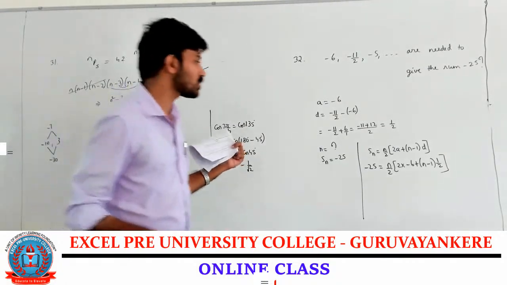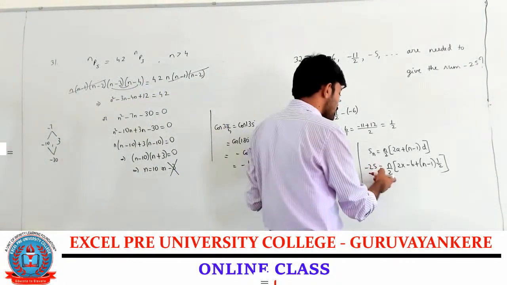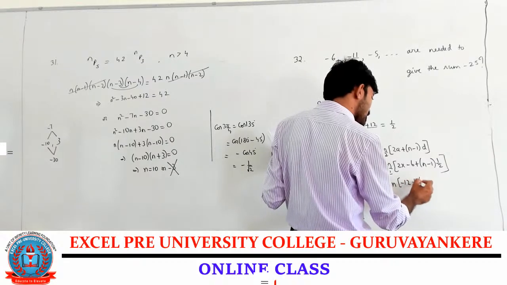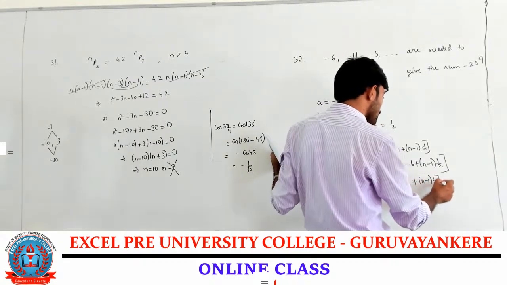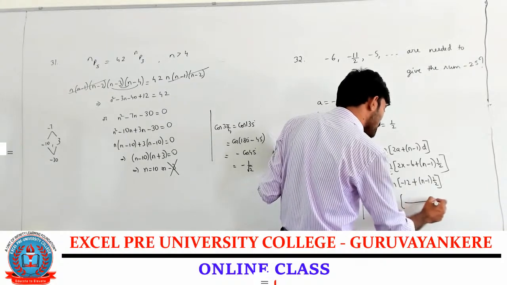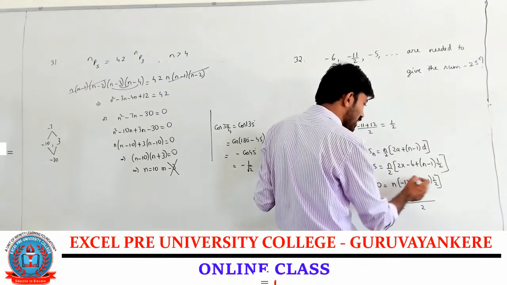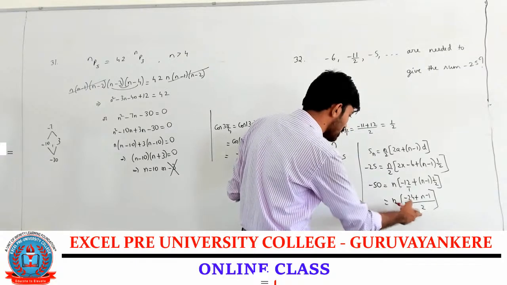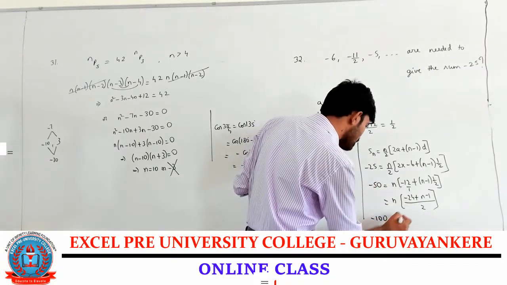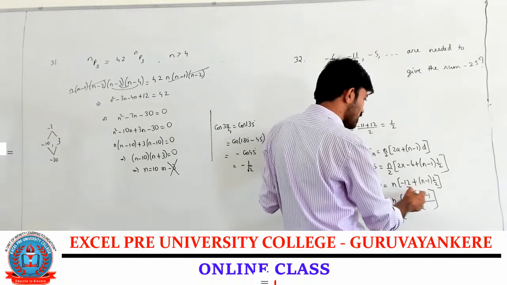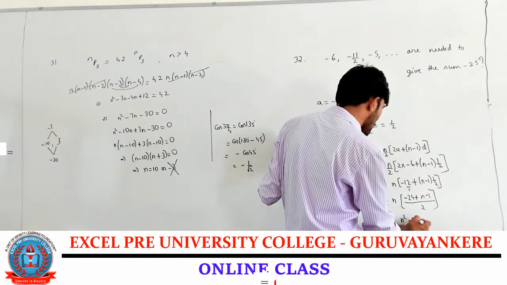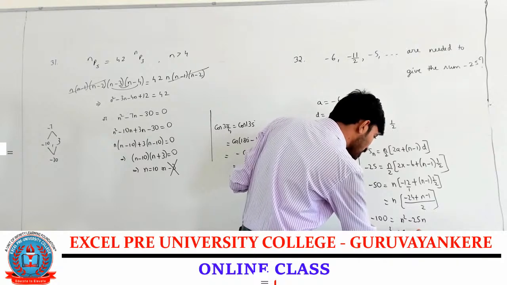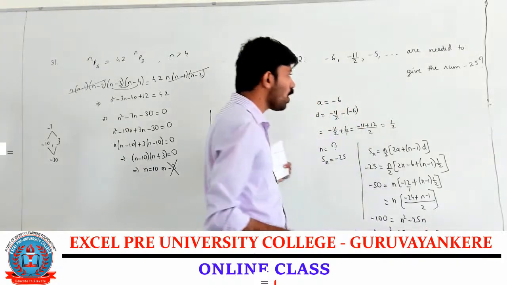Write the formula and substitute. We'll get the quadratic in n. Cross multiply, 2 into 25 is 50, minus 50 equal to n into minus 12 plus n minus 1 into half. Take common denominator 2 inside the bracket: minus 24 plus n minus 1. Again cross multiply, 2 into 50 is 100, minus 100 is equal to n into n minus 25, that is n square minus 25n plus 100 equal to 0. Writing all the terms to one side.